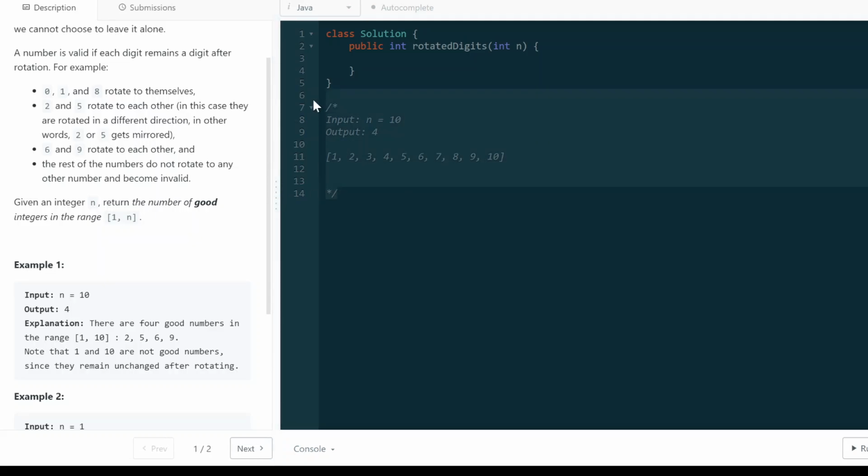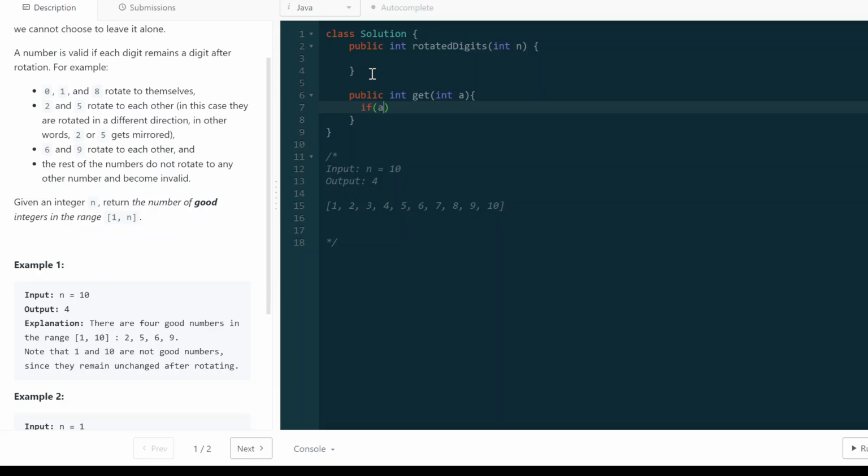Okay, let me show you. Let me maybe explain using code, and then it will make more sense. So, let's write a get method. If a equals 0, or a equals 1, or a equals 8, so I'm taking this condition, it is going to reverse rotate to themselves. So I'm just gonna return a, or maybe I can write a switch case here.